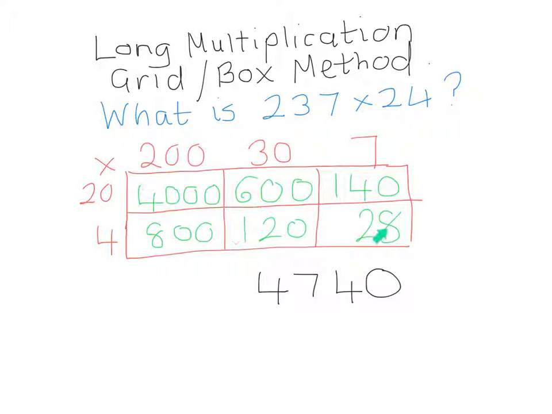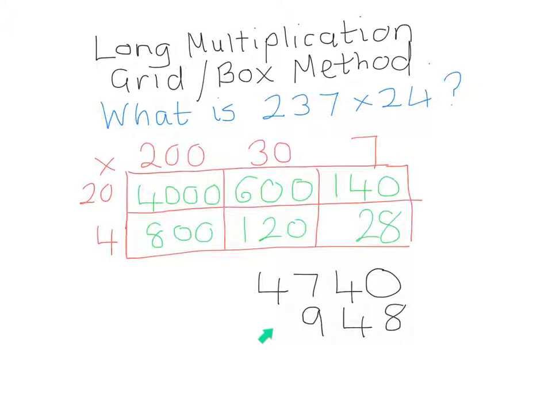Now I'm going to put these together. Well, 800 and 120 I know is 920. And 920 and 28 is 948. Altogether, I know that's 948. So I write it down here. 948. Please remember that the placement of your digits is very important. That's the ones place, the tens place, the hundreds place, the thousands place. Put the digits in the right place.